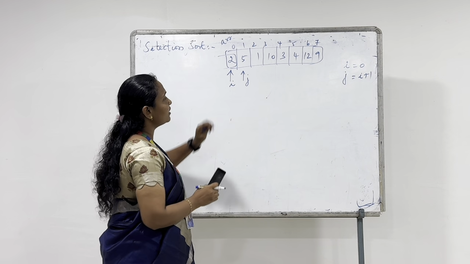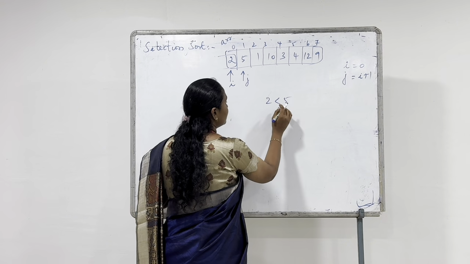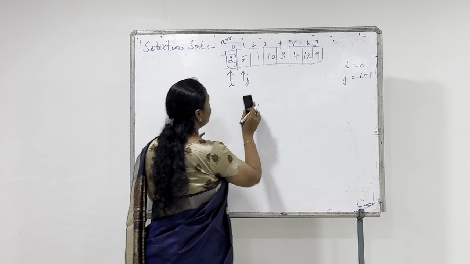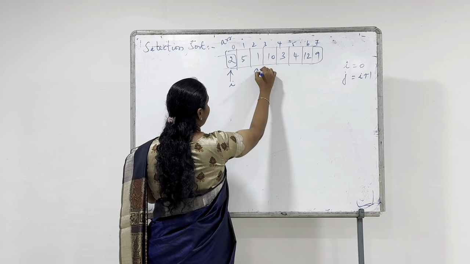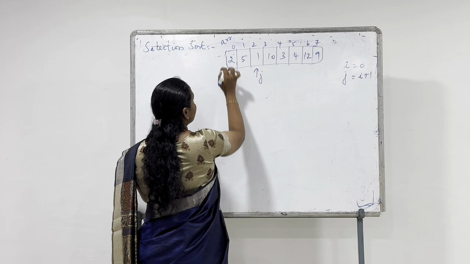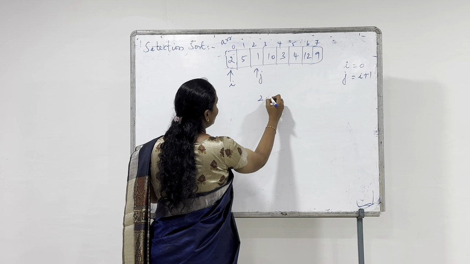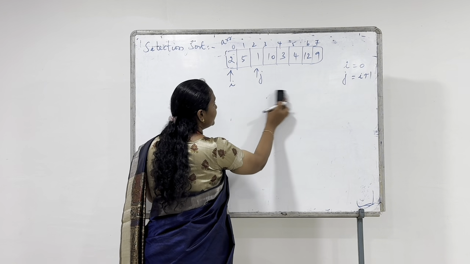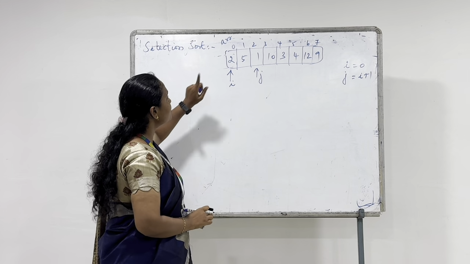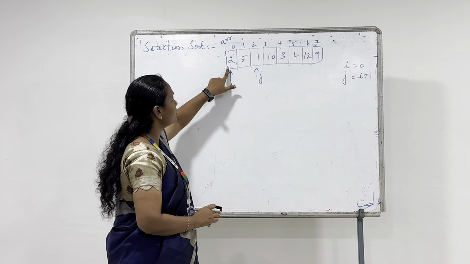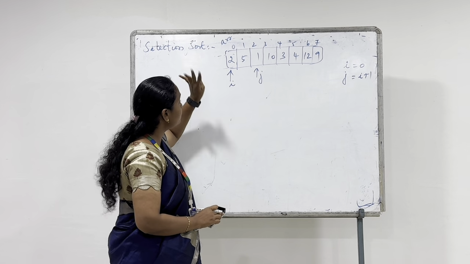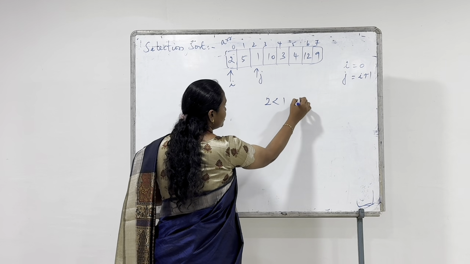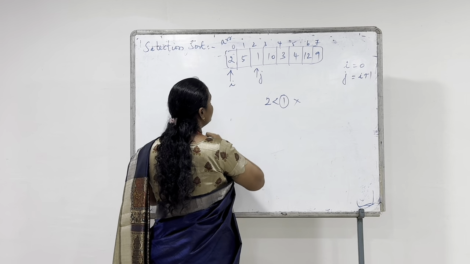2 is less than 5. Yes, it is not greater, it is a lesser value compared to 5. So don't do anything, just increment j. Now compare 2 and 1. Is 2 less than 1? No, it is not. 1 is the lesser value. Our aim in selection sort is always to fix the first element first, and that should be the least among all the values. So this condition, 2 is less than 1, is false because 1 is lesser. So just swap these two values.